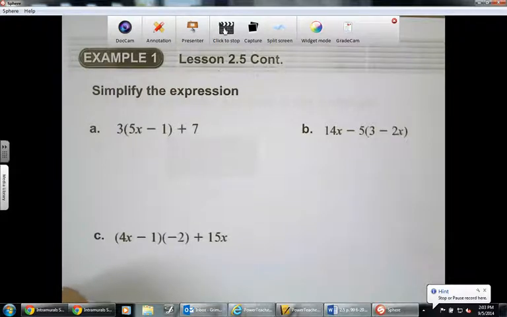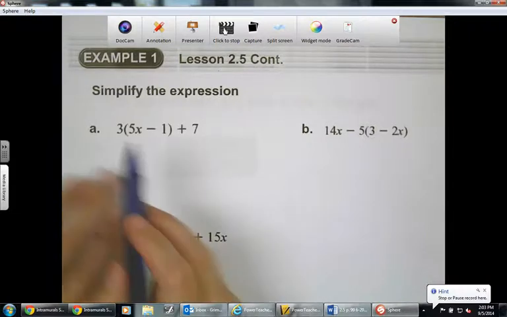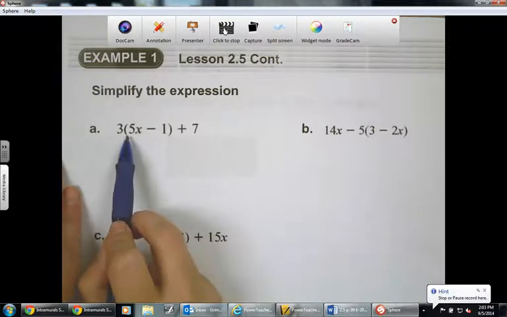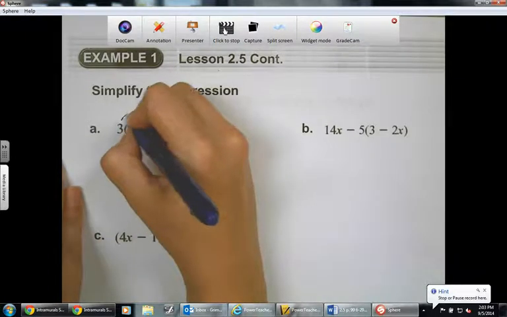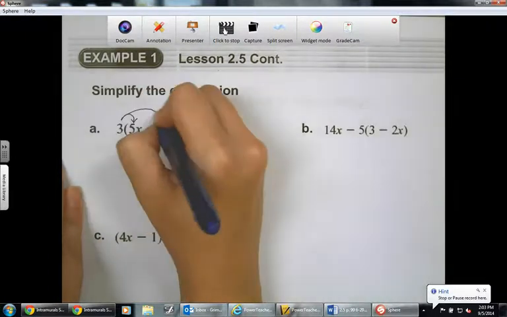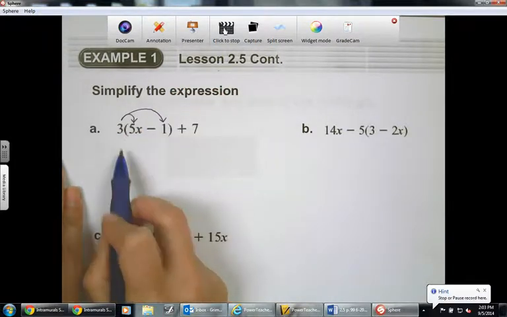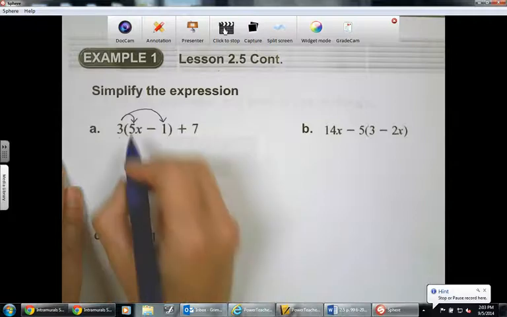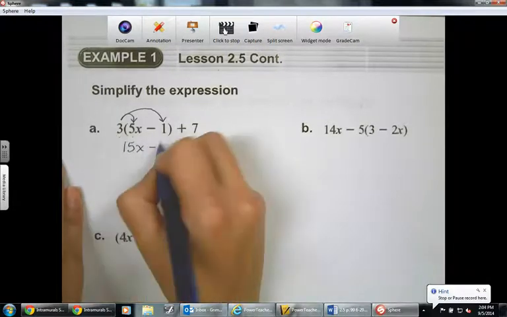All right, so starting with this first one. The 3 is touching the parenthesis, so that's how I know I need to distribute it. So I'm going to start there, and I'm only going to distribute the 3 to the things inside of the parenthesis. It doesn't go to the 7 because it's on the outside. So we have 3 times 5 would be 15x minus 3 times 1, which is 3, plus 7.